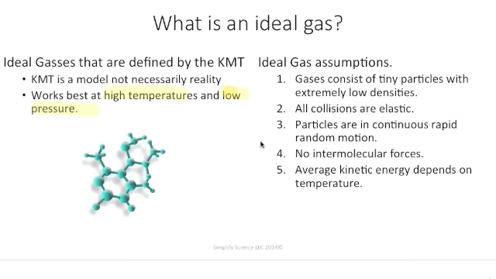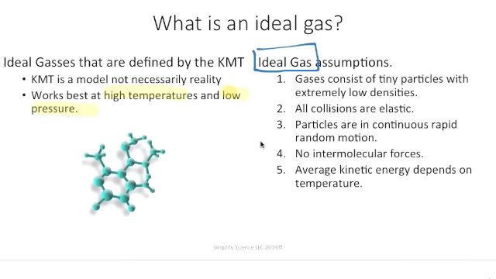Now, there are assumptions that we have to make for ideal gases, and these are the 5 assumptions that we have to make. Number 1, that gases consist of tiny particles with extremely low densities. So gas particles are very small, and gases are basically made up of just empty space because there are so many of them in such a large volume.